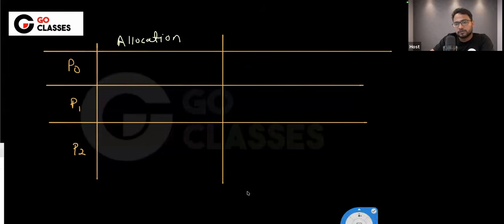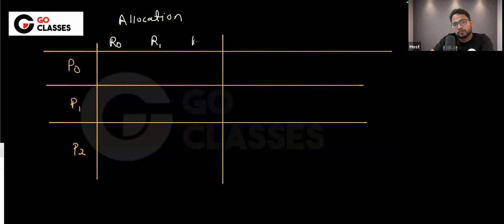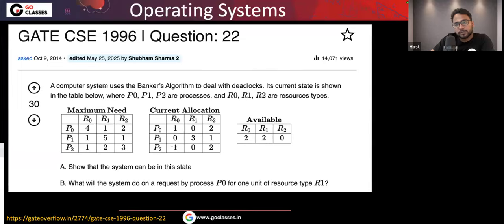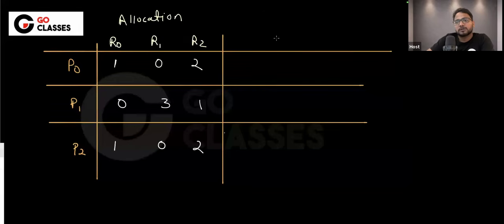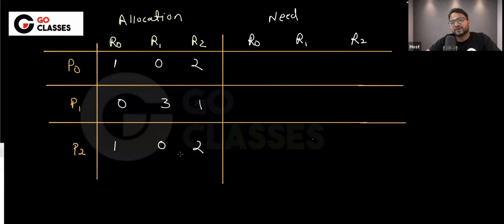So this is allocated, R0, R1, R2. So this is 102, then 031, then 102. The need we need to calculate. The maximum is actually not the need, it is the maximum only. This is the terminology. This is the last term you may need to know. After that, there won't be any shocks to you.